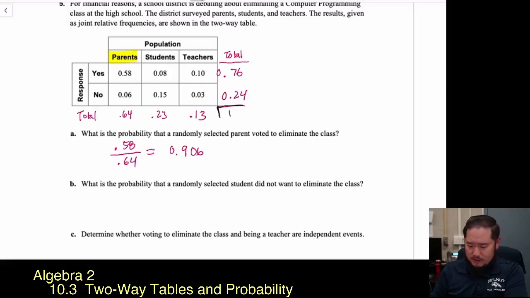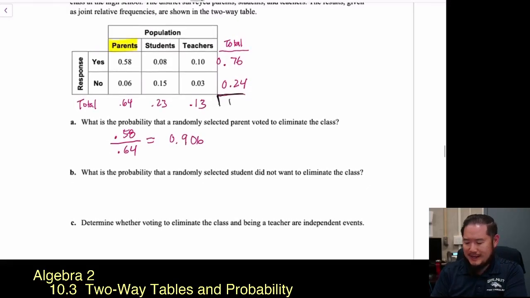Next up, it's part B. It says, what is the probability that a randomly selected student did not want to eliminate the class? So they really try to trick you with the wording. If they did not want to eliminate the class, I think that would be a no vote, right? So for this next part, we take a look at students, and I take a look at the no number, and that's 0.15.